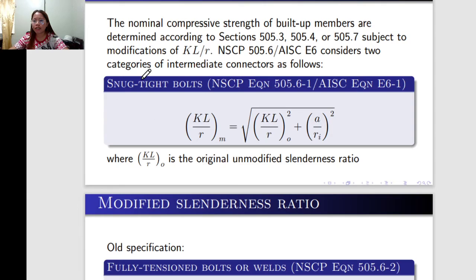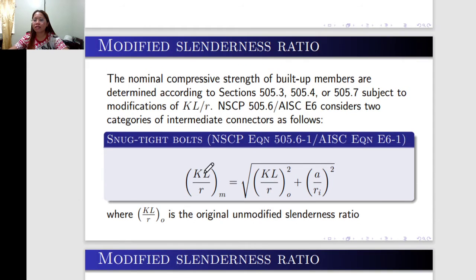So we have this for snug tight bolts, this provision in ECP 505.6 or AISC E6-1. The modified slenderness ratio, you have this notation, (KL/r)m, is equal to the square root of (KL/r) squared. So I think this is the original, yes, original with o, plus (a/ri) squared, where (KL/r)o is the original unmodified slenderness ratio.